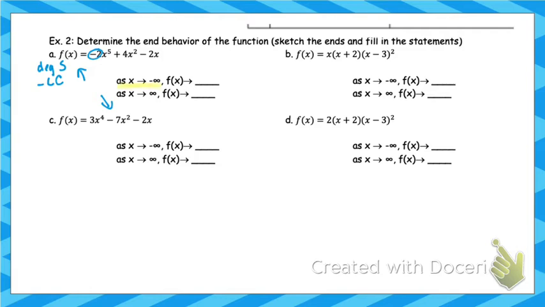As x approaches negative infinity, that's talking about the left arrow. The left arrow is going up. As x approaches positive infinity, that's talking about the right arrow. The right arrow is going down.